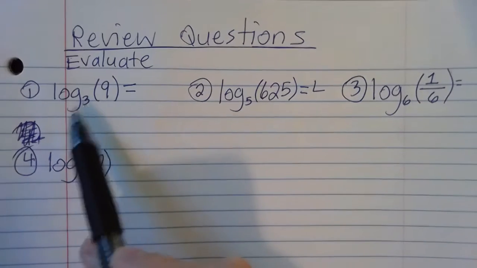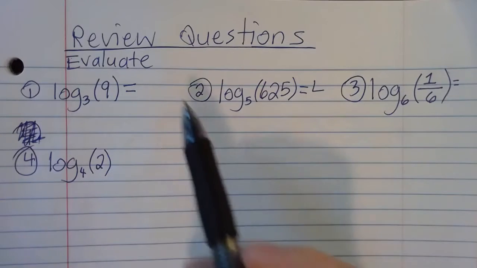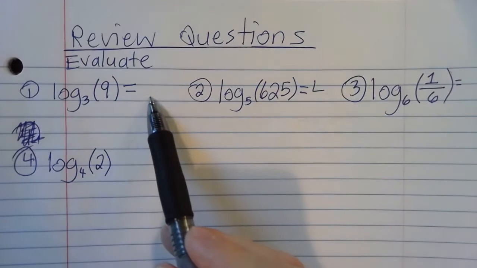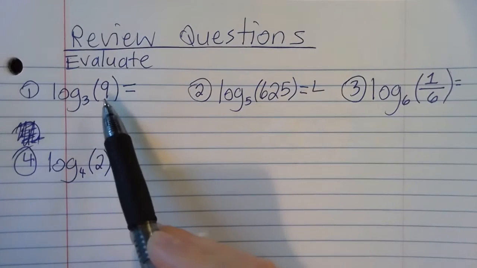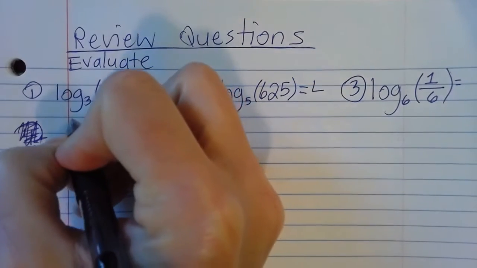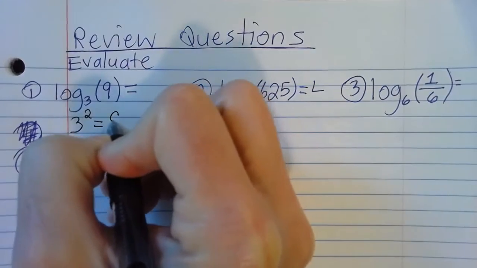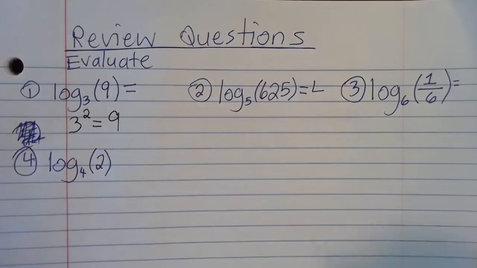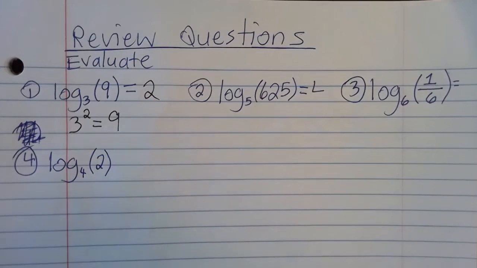We're going to start with log base 3 of 9. So we're not sure what exactly it's going to be equal to yet. We know it's going to be 3 to some unknown power is equal to 9. Well, if we think about that for a second, we would figure out that 3 squared is equal to 9. That means that this logarithm is going to be equal to 2.